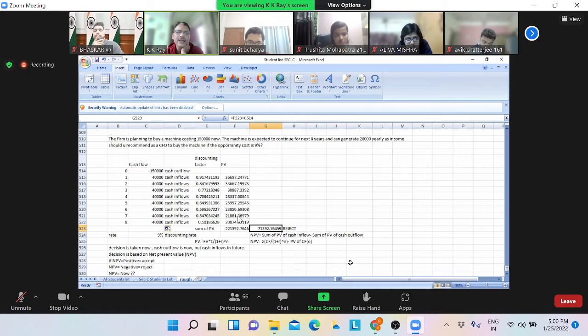Anyone? Net present value. In most cases in corporate finance we use NPV, net present value. The concept we'll discuss again when we cover capital budgeting. I think Bira sir is going to take that post midterm. He is going to discuss that. So this net present value is very much useful in capital budgeting decisions. This is the way it is calculated.